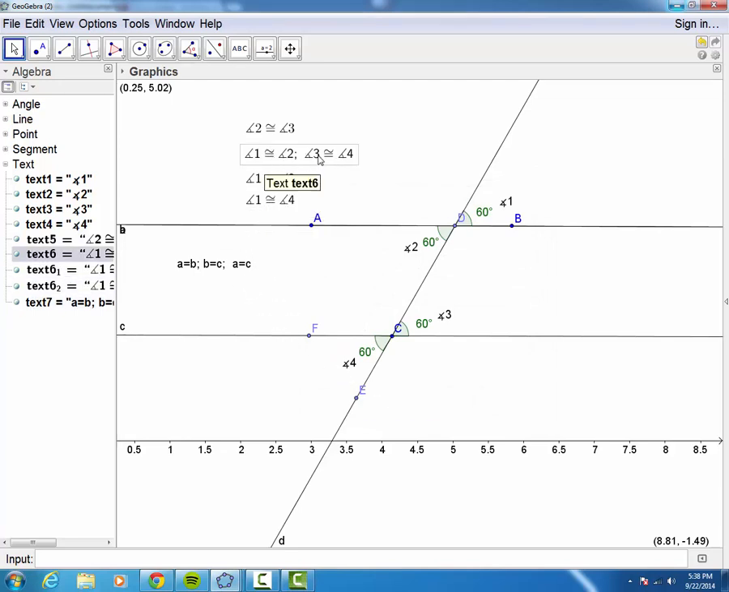I'm saying that 3 is the same as 4, 1 is the same as 3, so 1 is the same as 4. And now you proved it. So this is transitive property, this was substitution, and this was your definition of vertical angles.